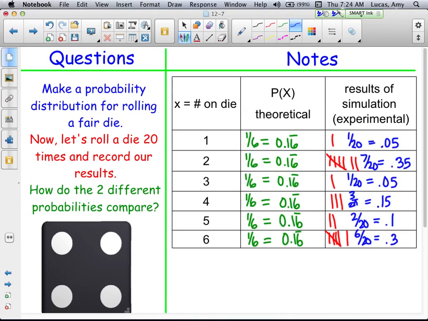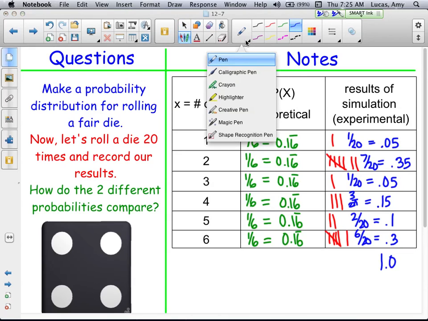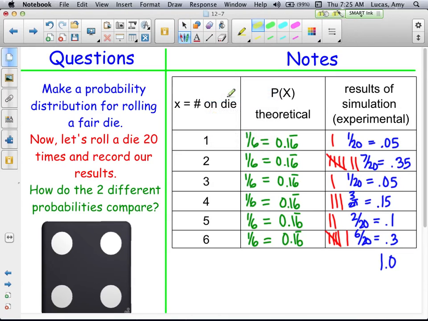If I add up all of my probabilities, it should add up to 1. So 35, 40, 45. Yep. Total probability of 1. So how do my results compare? How do my results compare? Let's take a look at how many of these are close.